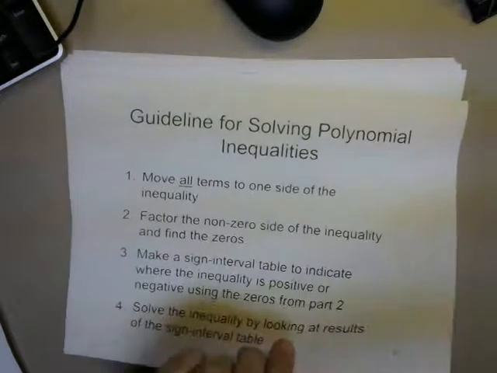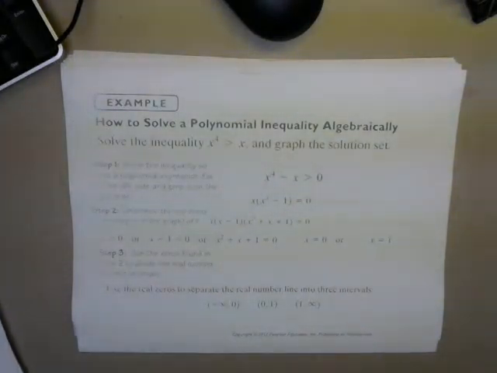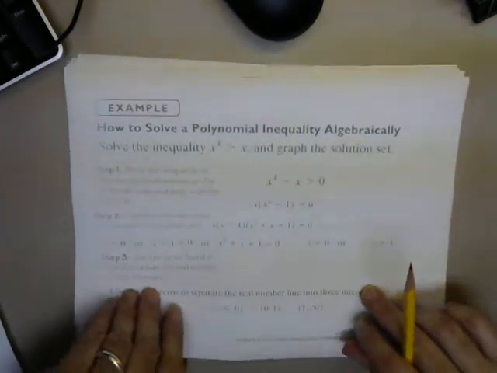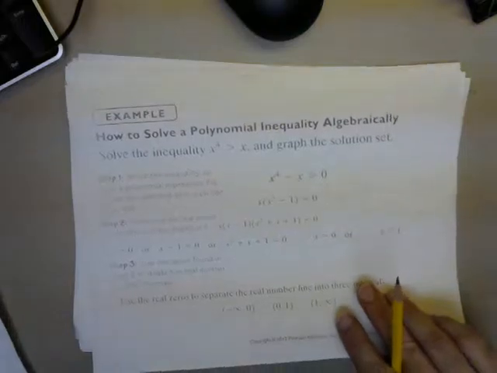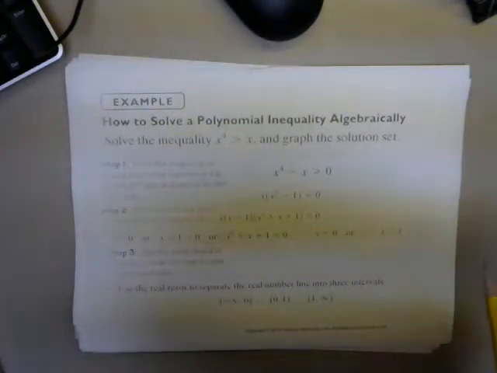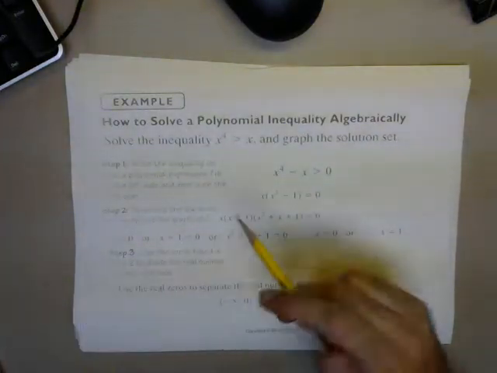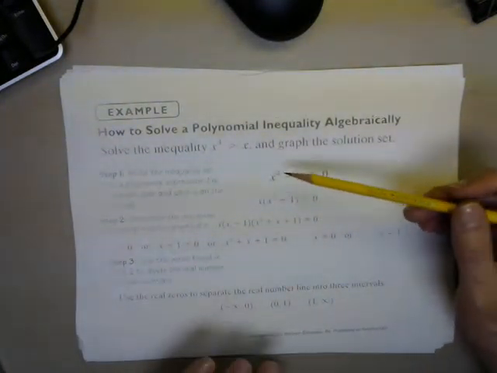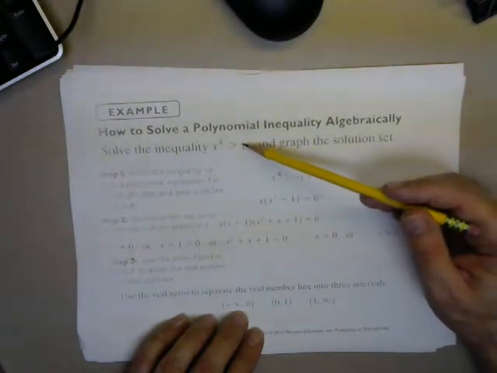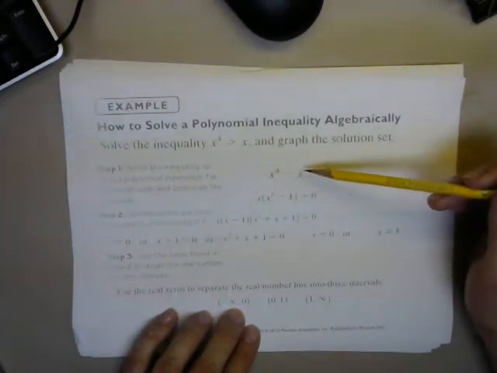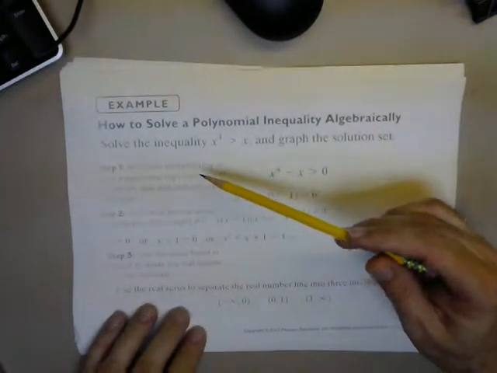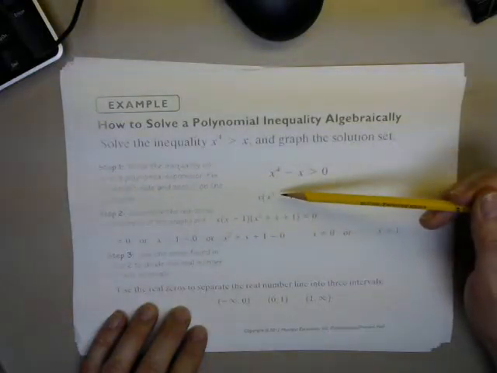So let's look at an example of that. Let's say we wanted to solve this inequality. This is a polynomial inequality. What you'd want to do is make one side 0, so subtract x from both sides. Again, make one side 0, then factor the non-zero side.